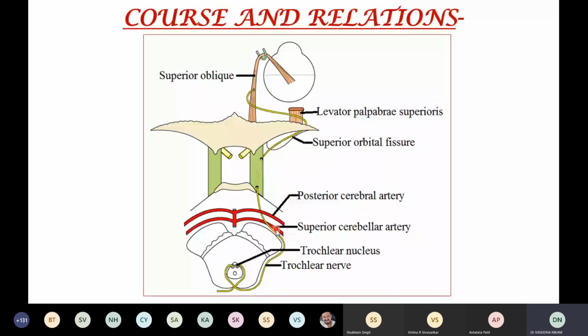Again, you can see the nerve is related to arteries, similar to what we have seen with the oculomotor nerve. The nerve runs between the superior cerebellar artery and the posterior cerebral artery. Here it is going to cross the dura mater between the attached margin and the free margin of the tentorium cerebelli. It is going to run in the lateral wall of the cavernous sinus.